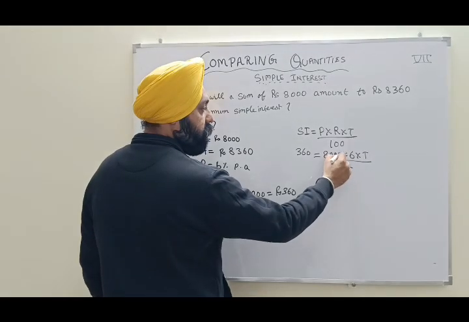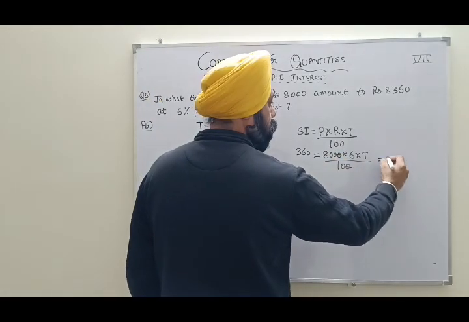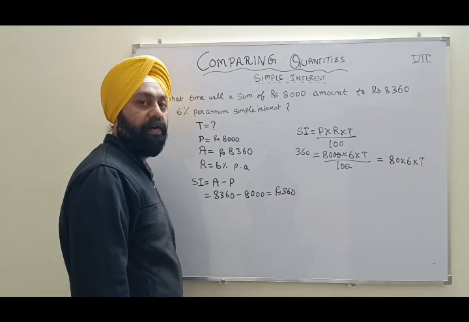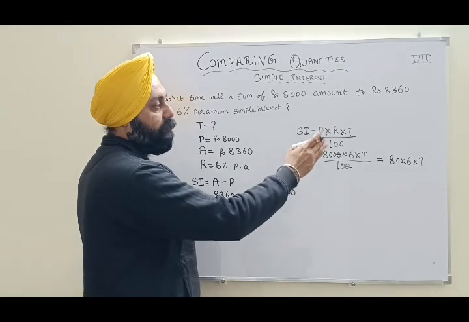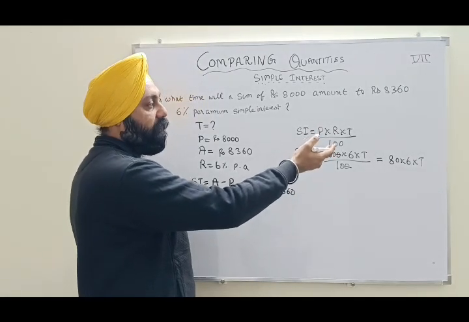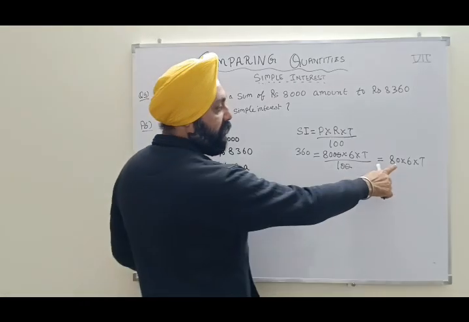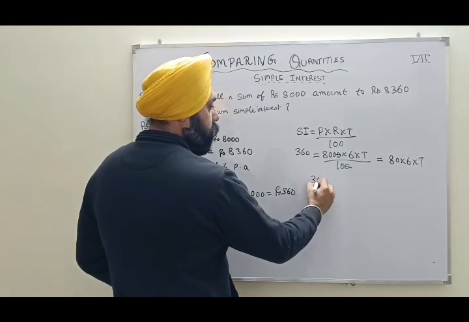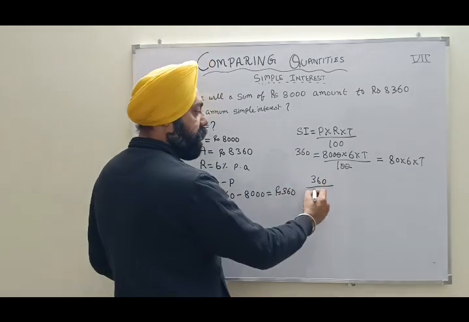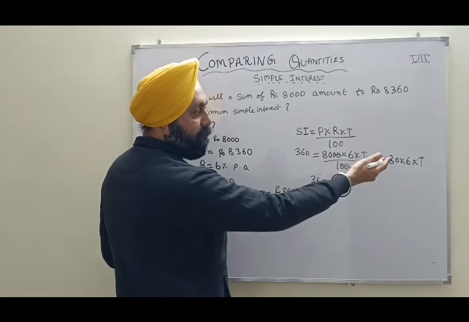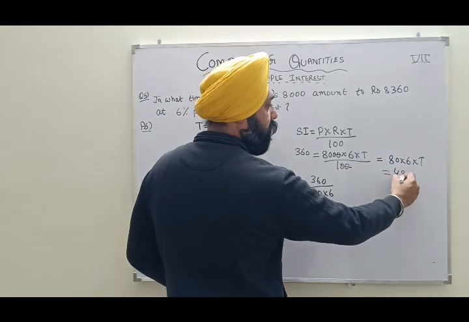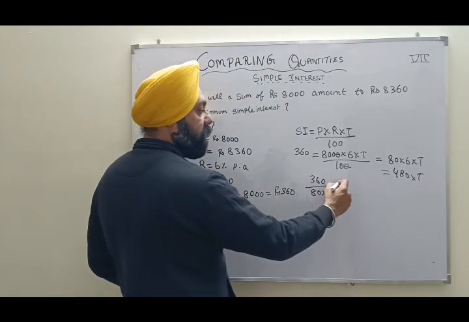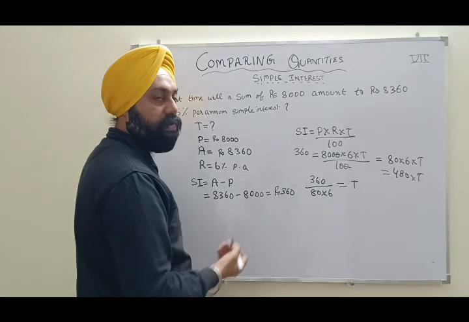So the two zeros cancel out. 80 into 6 into T is remaining. Now we have to find the time, so we will keep the variable time over there and whatever is extra with T, we will take to the other side. Now 80 and 6 are getting multiplied with T, so they will come to this side and get divided. So it is 80 into 6. If you want, you can multiply 80 into 6 as 480 into T also, but for simplifying I have kept it like this. It is time T.